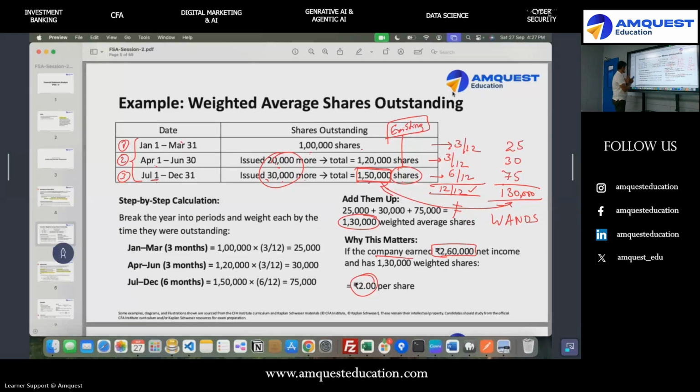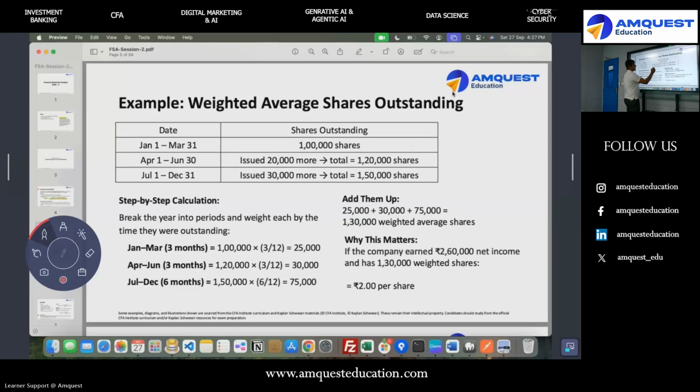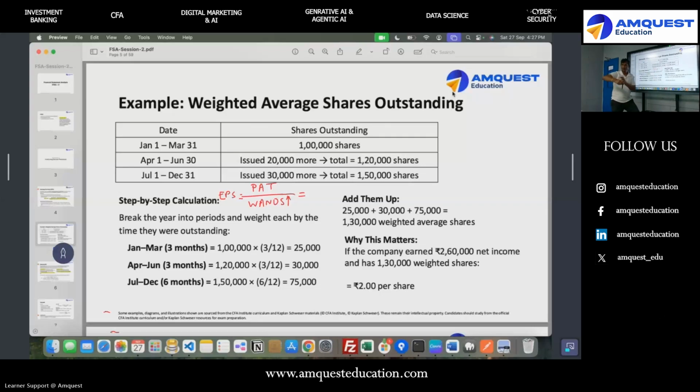Now let's understand the formula. You know that I'm dividing PAT upon WANOS, which is the number of shares. If this were to go up in the future, the number of shares increases, what will happen to the answer? The answer will go up or the answer will come down? EPS will go up or come down? Very good. If this goes up, the answer will come down, because it is in the denominator. So the EPS will basically dilute because of future conversion.